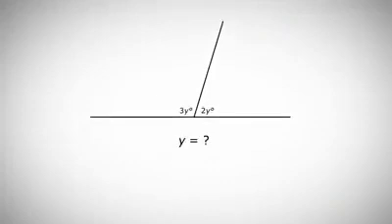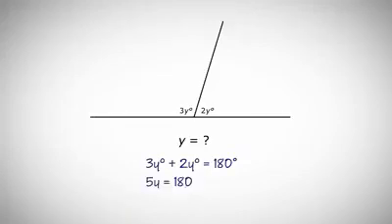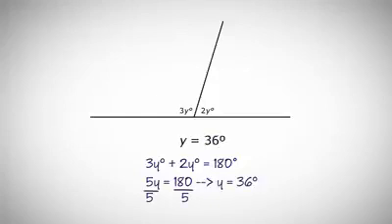Because those two angles are adjacent and form a straight line, we know that their sum must add up to 180 degrees. So we can set up an equation. 3y plus 2y is equal to 180. Combine your terms. On the left-hand side, we get 5y is equal to 180, and then we divide both sides by 5 to get a result of y is equal to 36.